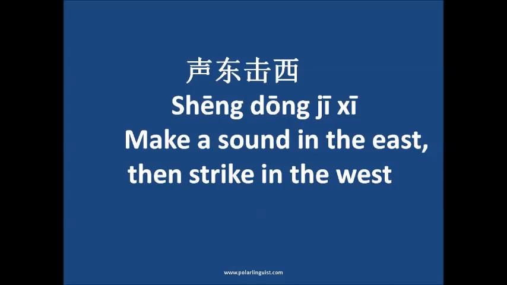Sheng Dong Ji Xi, make a sound in the east, then strike in the west. In any battle, the element of surprise can provide an overwhelming advantage. Even when face to face with an enemy, surprise can still be employed by attacking where he least expects it. To do this, you must create an expectation in the enemy's mind through the use of a feint. The idea here is to get the enemy to focus his forces in a location and then attack elsewhere, which would be weakly defended.